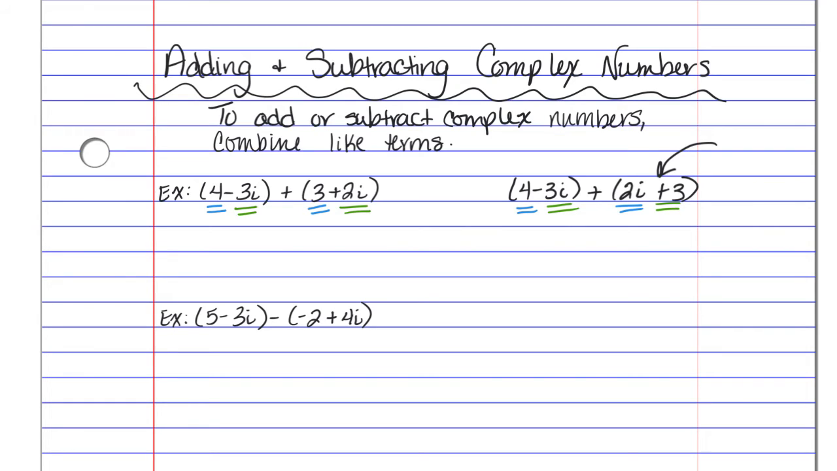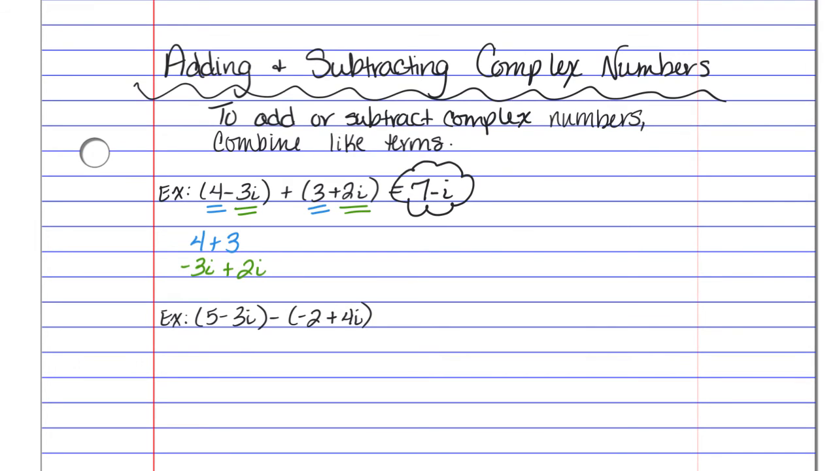So just starting those habits early, training our brains to slow down for just a minute and look at what's going on. So in this particular example, I have my real component of 4 plus 3, and I have my imaginary components, negative 3i plus 2i. So when I combine like terms, 4 plus 3 gives me 7, and negative 3i plus 2i gives me negative 1i, which is just written as i. So my solution here is 7 minus 1i.